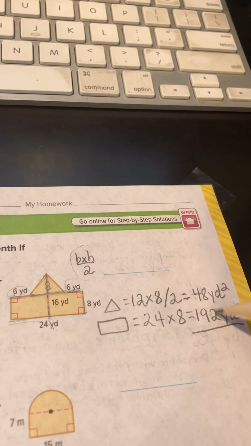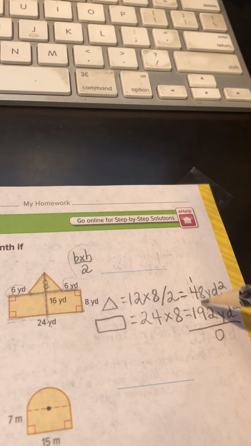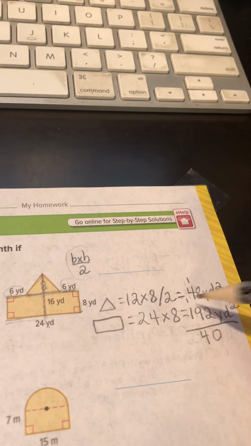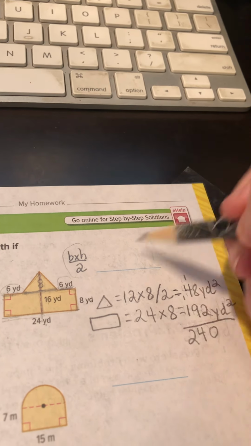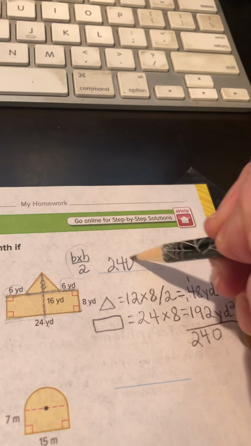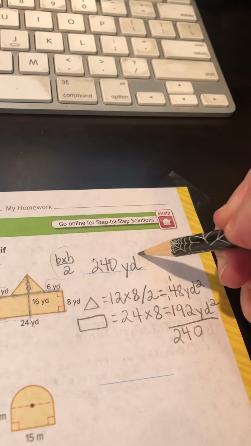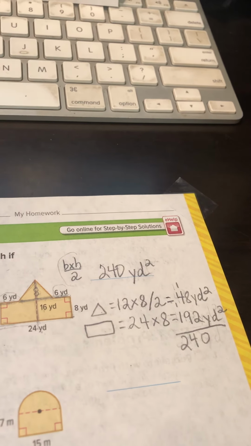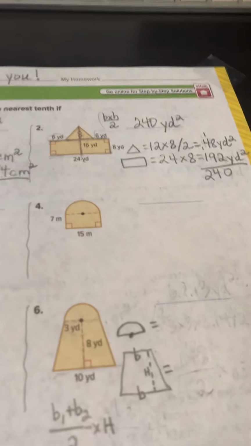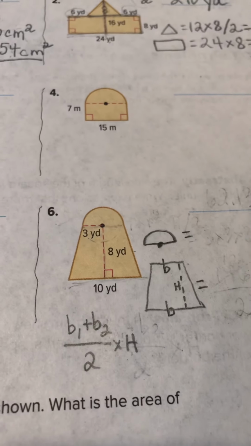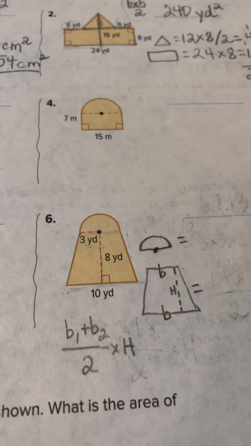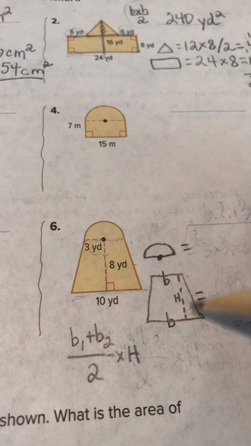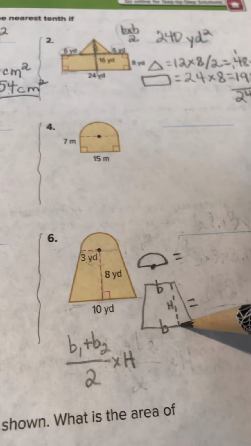Next, we would add those. When we add those, we get our total area, and our total area is going to be 240. And we keep our label of yards squared. So let's move down to number 6. I like to call this one Darth Vader. So, half circle, trapezoid, half circle.